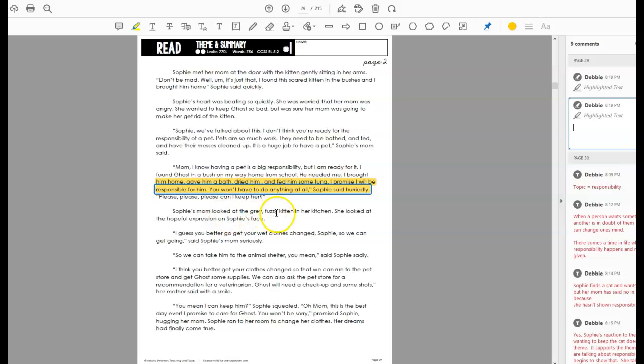That right there is your evidence that the mom's thinking, okay, so, the girl's begging, please, please, please. And Sophie's mom looked at the gray kitten in the kitchen and she looked at Sophie's face. I guess you better go get your clothes changed so we can get going. Oh, we have to go to the animal shelter? Nope, I think you better get your clothes so we can run to the store and get some supplies. And think of a veterinarian. You mean I can keep him? Oh, Mom, this is the best day ever. I promise to care for Ghost. You won't be sorry. And she was hugging her mom. So Sophie was able to convince her mom.